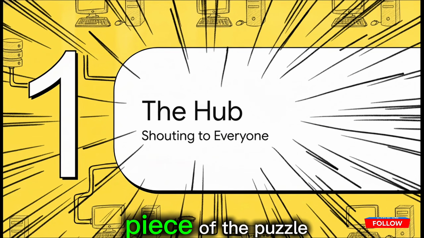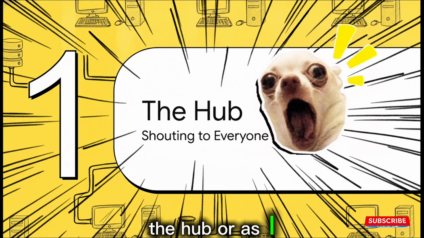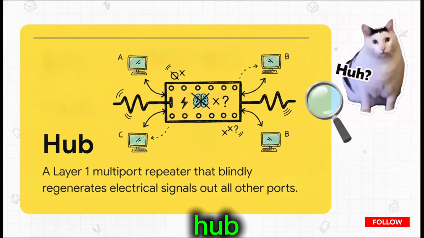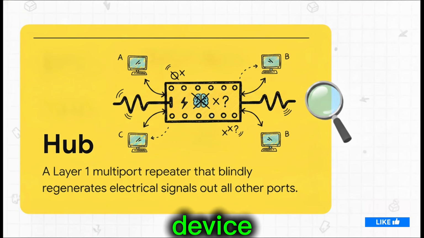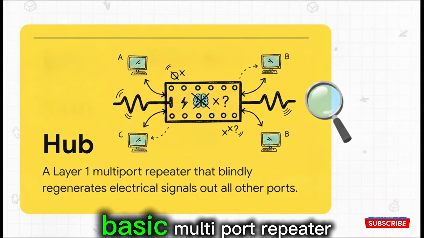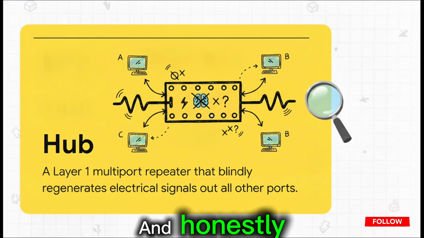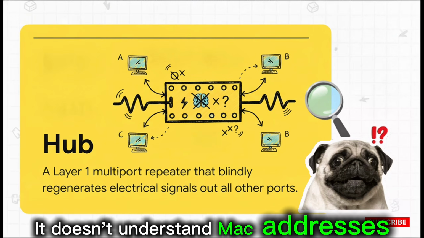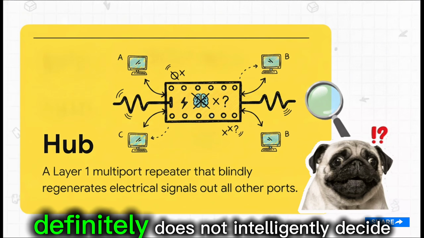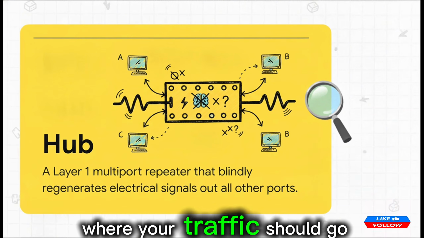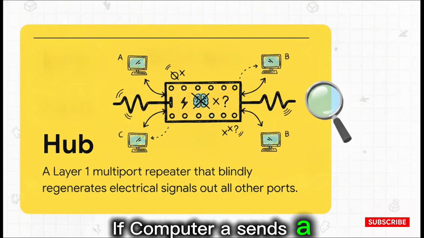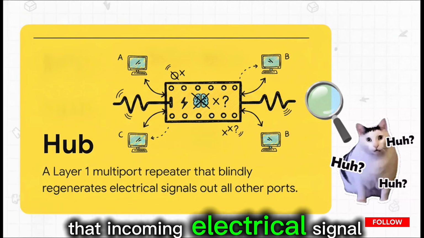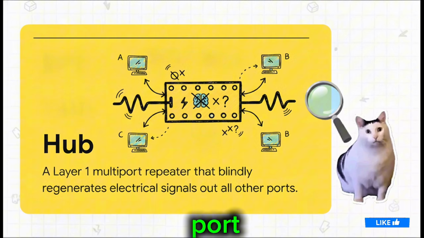Let's start with the oldest piece of the puzzle, the hub, or as I like to call it, shouting to everyone. So, what exactly is a hub? Fundamentally, it's a Layer 1 device. It essentially acts as a basic multi-port repeater. And honestly, it has absolutely zero intelligence. It doesn't understand MAC addresses, it doesn't read IP addresses, and it definitely does not intelligently decide where your traffic should go. If computer A sends a signal intended for computer B, the hub just blindly regenerates that incoming electrical signal out to every single other port.